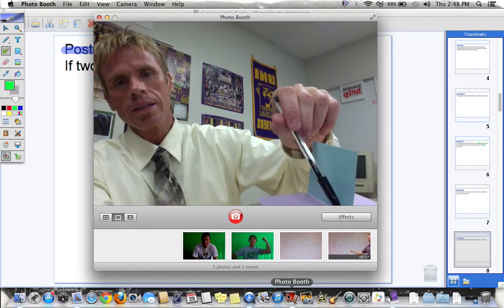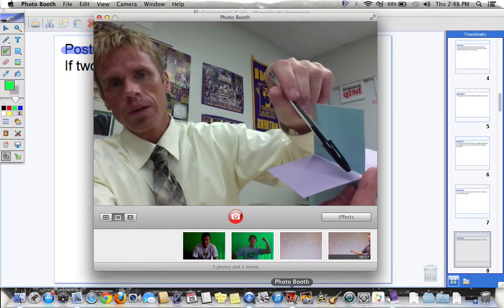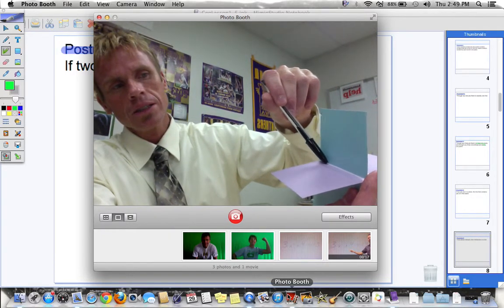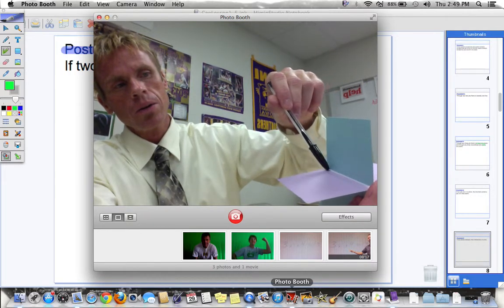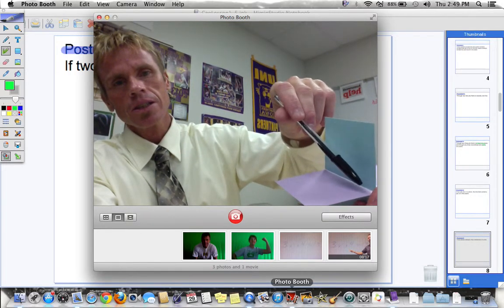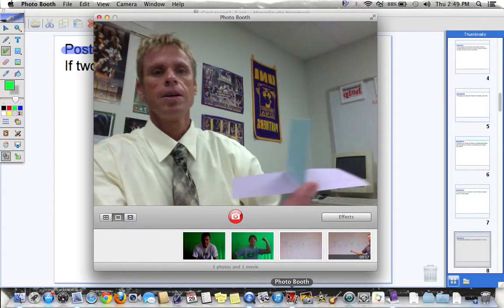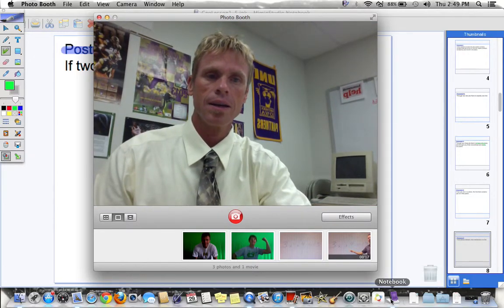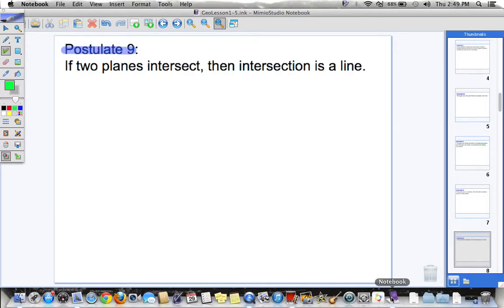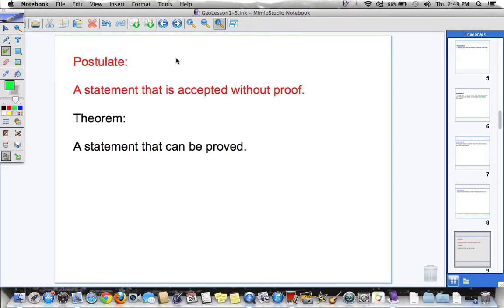So where do they touch? And I'll tilt this a little bit here. What is that intersection called? Well, since these planes keep on going, the intersection is called a line. All right? So what this postulate is saying is that if 2 planes intersect, the intersection is a line. And hopefully that showed you a little bit better what that is saying.